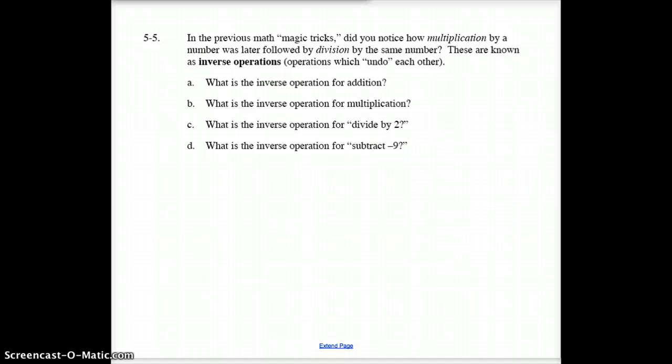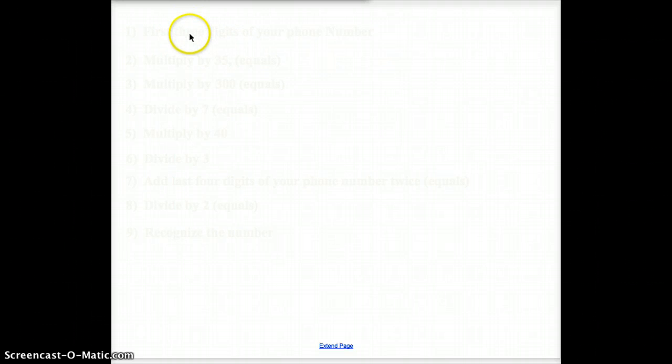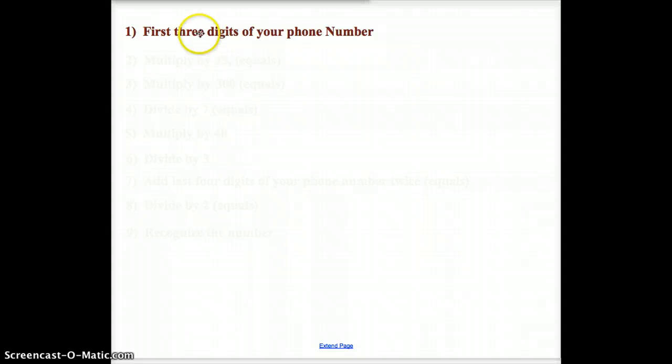Now, I want to go back to my original problem. Remember the first step I had was pick the first 3 digits of your phone number? It's like an X tile. I don't know what your first 3 digits are. Actually, I do. I can look it up here and I can call your parents and make sure you're doing your homework, if you're not right now. But pick the first 3 digits, like picking an X.